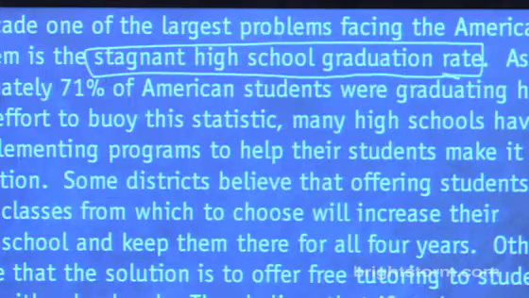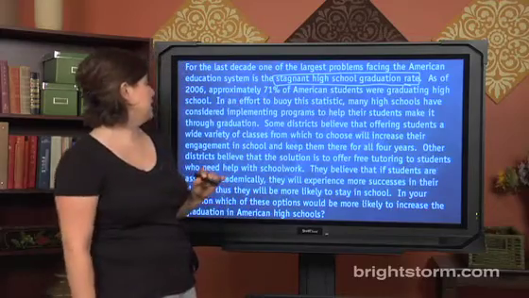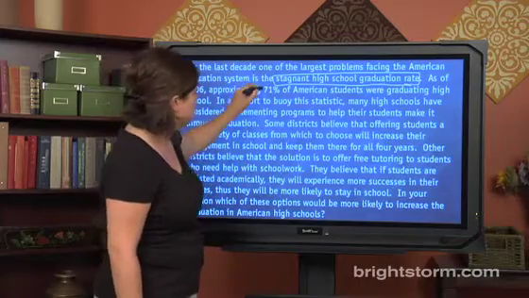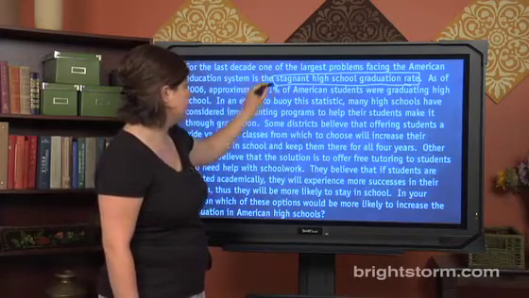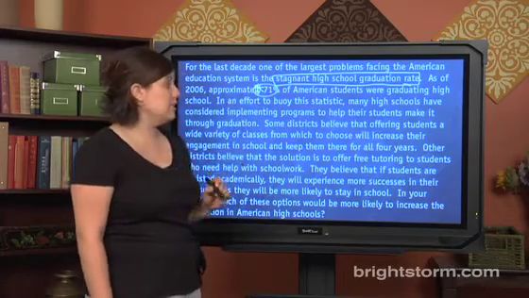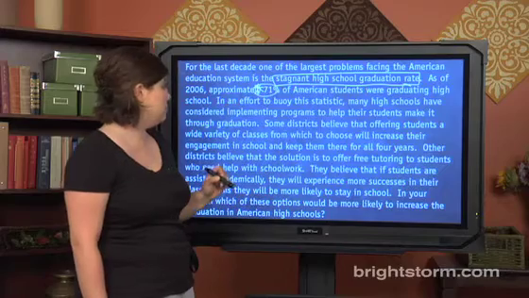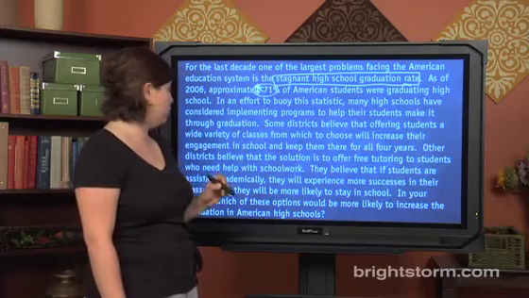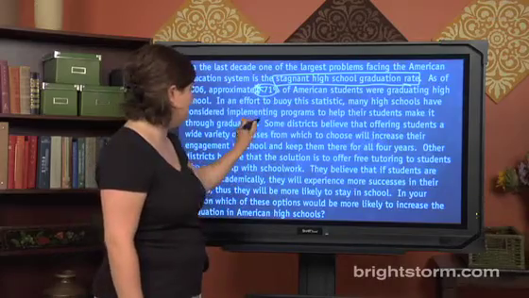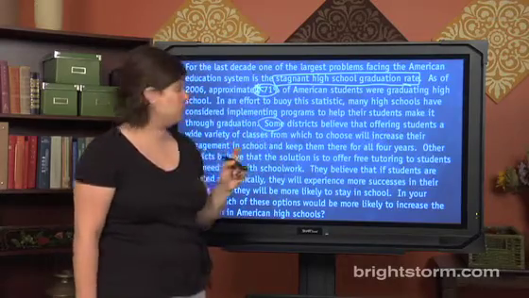As of 2006, approximately 71% of American students were graduating high school. I'm going to mark here by 71% because that's a nice statistic that I might return to. In an effort to buoy this statistic, many high schools have considered implementing programs to help their students make it through graduation. Some districts, and here we have a transition word, some, that's going to clue us in that we're going to get our first viewpoint.